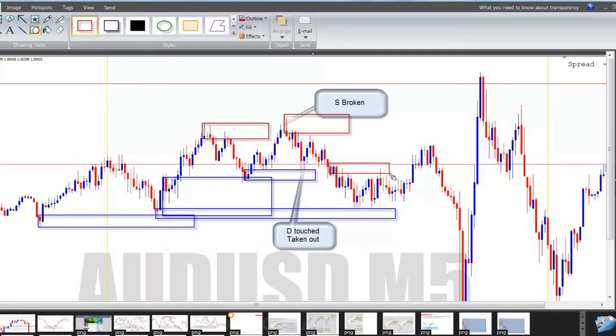Decision to go down, touched. That supply is taken out. And then we have a flag here. The flag broke up through this compression here. Hit this supply zone here.